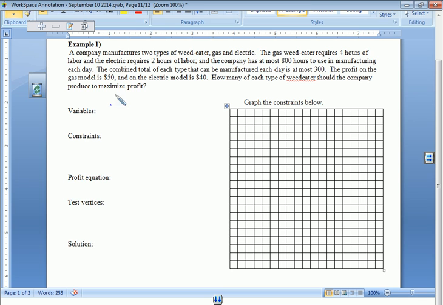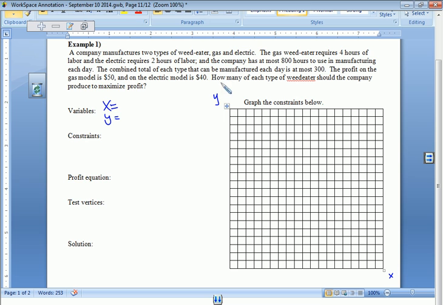All right. Now, these are the steps that we're going to follow to do a linear programming problem. In these, we will just have two variables. In the real world, we might have more than two variables, but this type of method will work. I'm going to label mine X and Y because for me, X makes sense down here, Y makes sense up here. But you certainly could label them G and E for gas and electric.